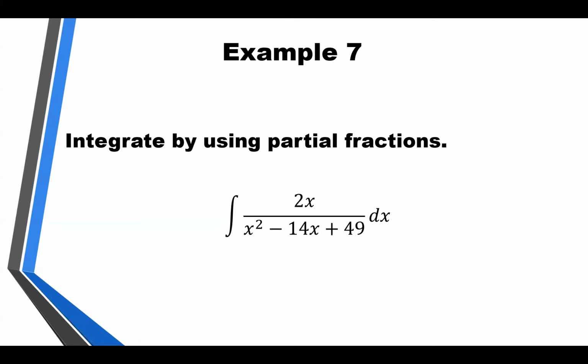Let's try another one. We want to integrate the rational expression 2x divided by the denominator x squared minus 14x plus 49. We integrate that with respect to x. If you would like to try this on your own, push pause. After a couple of seconds, I will do the problem on this video.